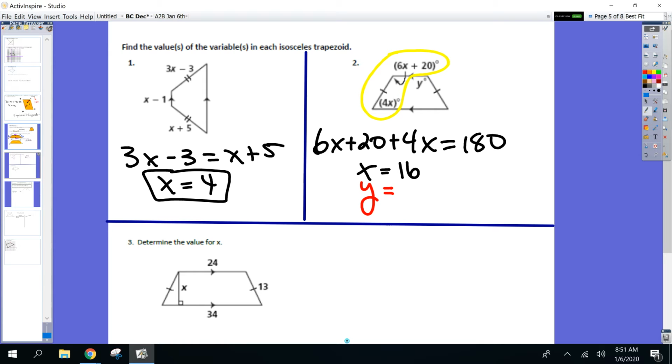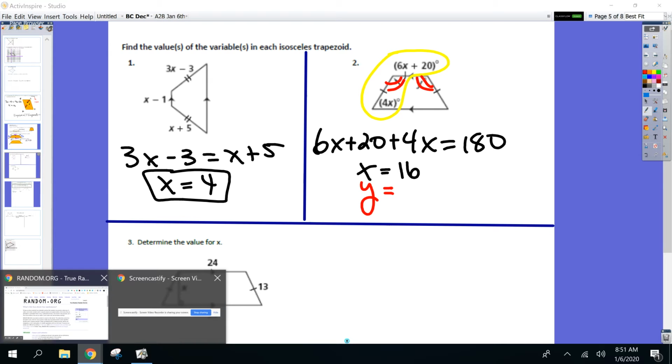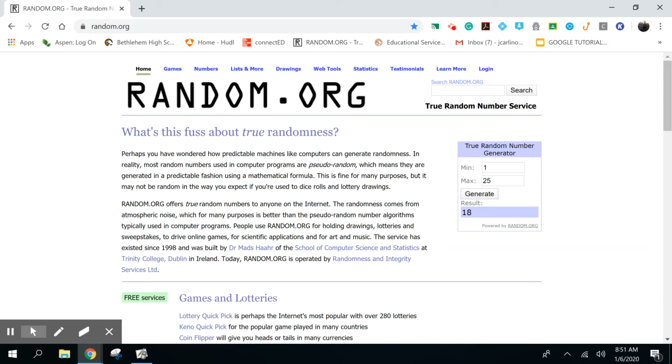So now I already gave away at the beginning, base angles are congruent. Find a way to find y. When you're ready. 18.